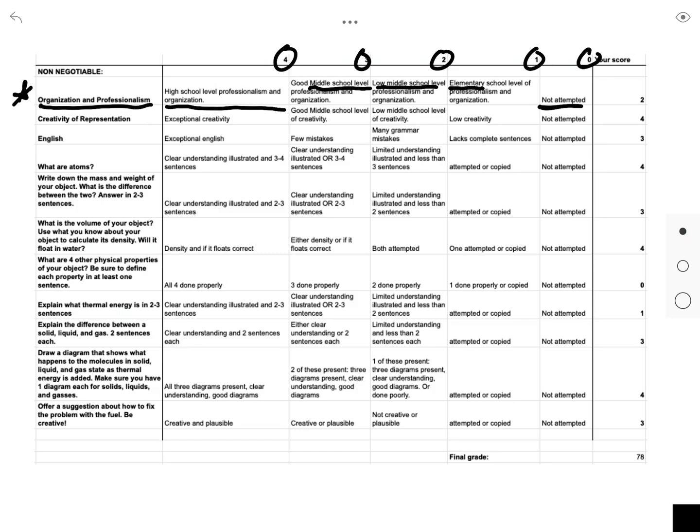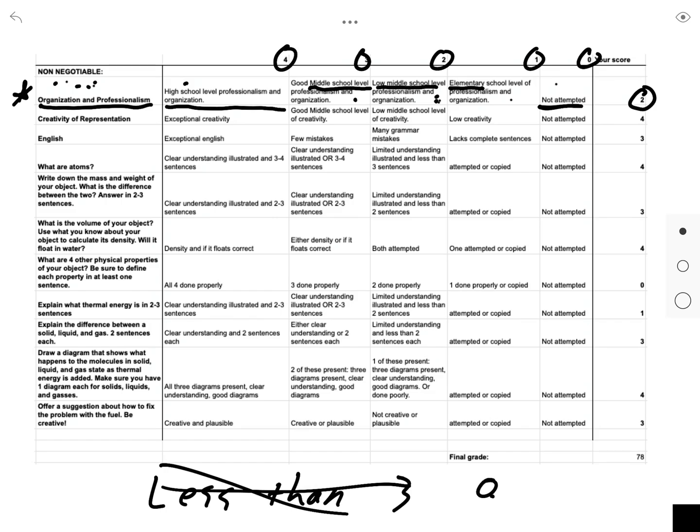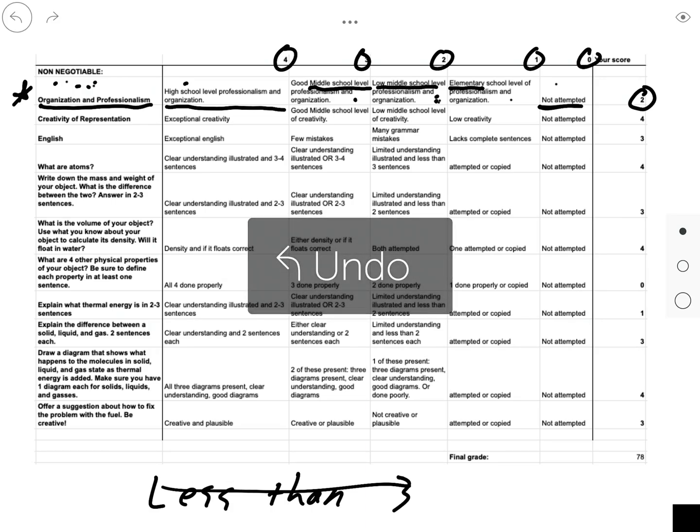Okay, so when you look at organization and professionalism here, you look across at all these different ones, and that shows you the different ways that I could grade it. This student got a 2. So they only had a low middle school level of professionalism and organization. So that's something they could improve on. Anytime you get a score that is less than 3, that's not good. Because if you get all 3s, you get an 80, and an 80 is passing, okay? So all 3s is an 80. All right, let's get rid of all this stuff.